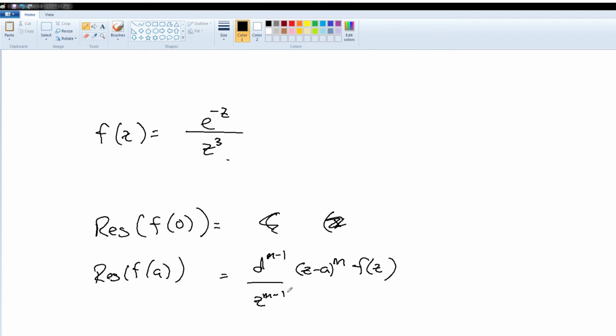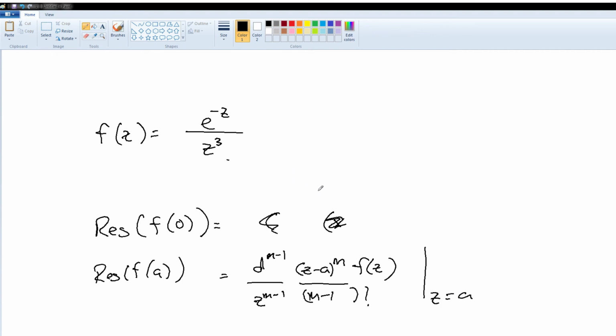Chapter 14. 14. Just really quickly, I'm sorry. I mean, yeah, divide by m minus 1 factorial. I mean, I could have derived that, but, you know. Thank you. Alright, and then evaluate this at z equals a.